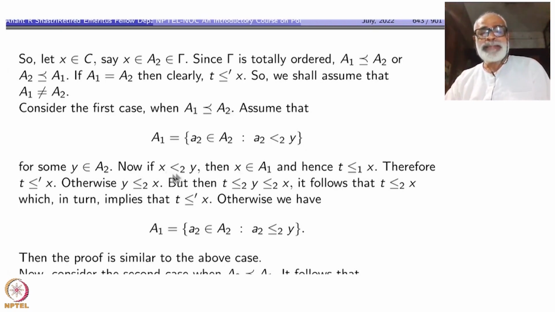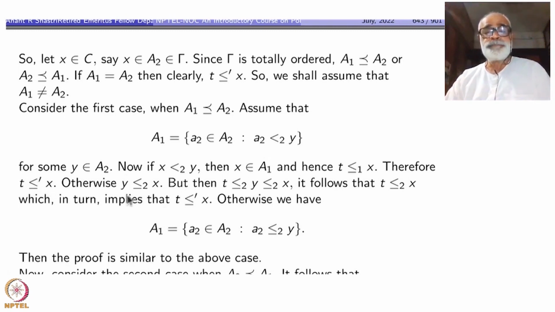Now if X is less than Y under this A2, then by the definition X is inside A1. T is the least amongst all these. Therefore, T is less than or equal to X. To begin with, you have taken X to be an element of C, remember that. So the moment it is in A1, it will be in C intersection A1. Therefore, T will be less than or equal to X. But this is the relation in the larger B prime also. So T is less than or equal to prime X.